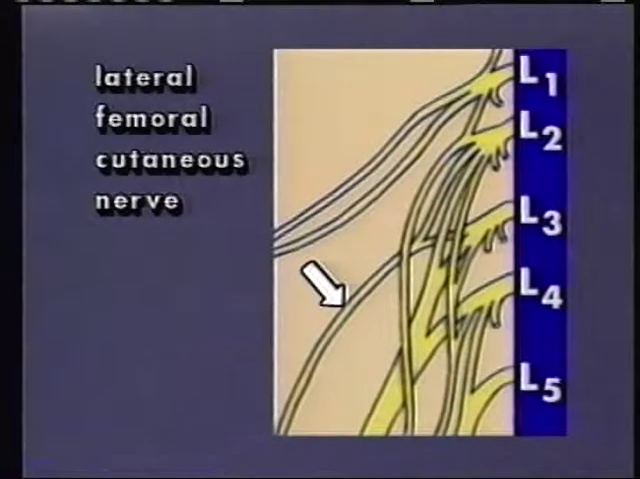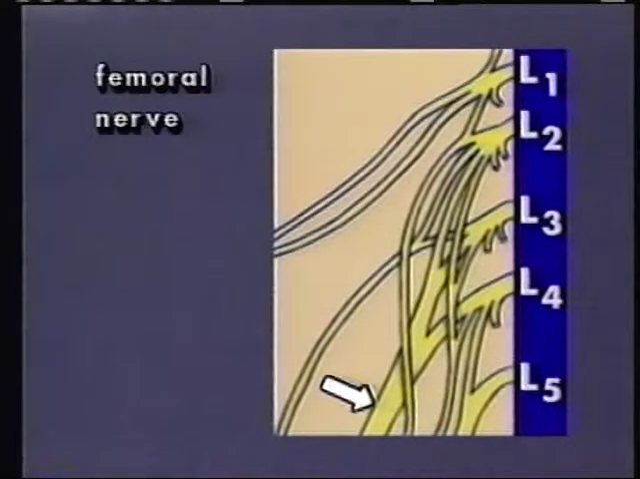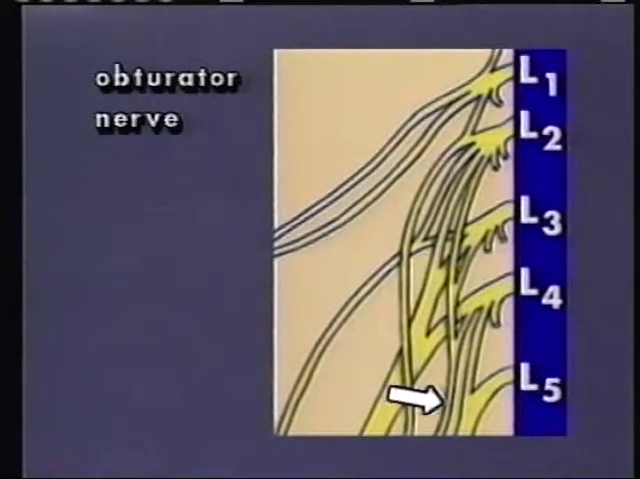The nerve which furnishes sensory innervation to the lateral thigh is the lateral femoral cutaneous nerve. It arises from L2 and L3 ventral rami. It is only sensory and does not contain motor fibers. The largest nerves of the lumbar plexus arise from L2, L3, and L4. They are the femoral and obturator nerves.